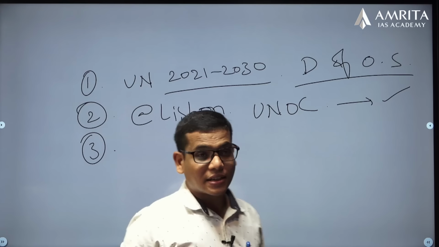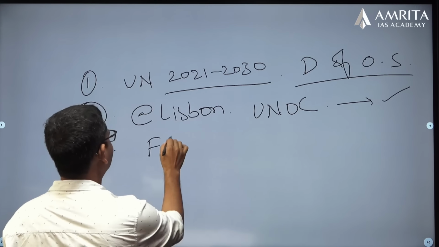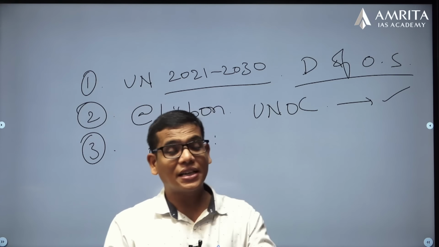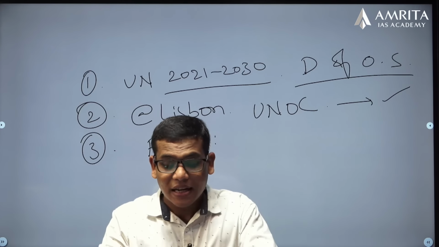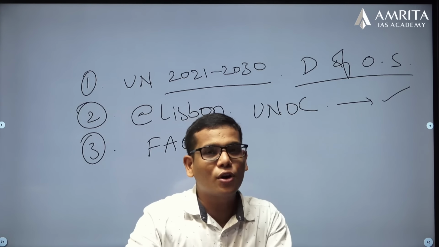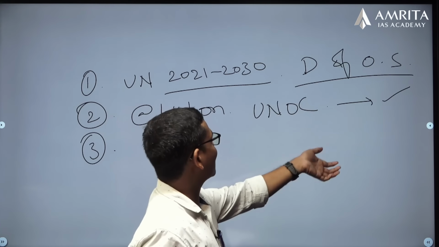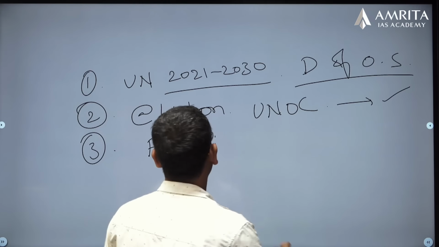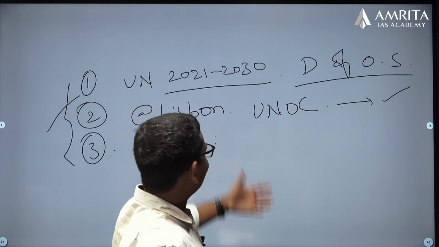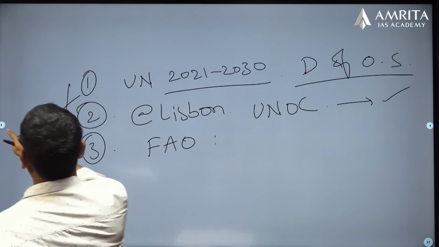Another is the Food and Agricultural Organization. They have already mentioned fishing and aquaculture activities. They said you should do it in a more sustainable way. So a more sustainable way of fishing and aquaculture is necessary. These are the 3 major initiatives taken by the world organizations.